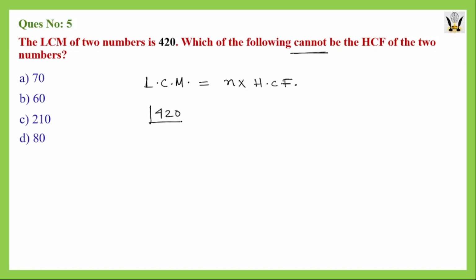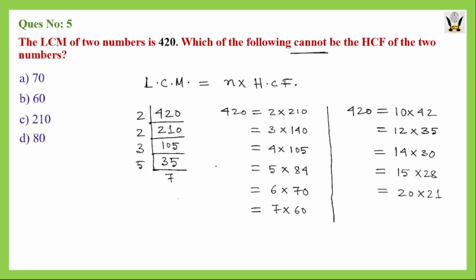Now if we factorize 420, then after representing 420 by its factors, what we can see is that among these options, 70 is one of the factors, then 60, yes, 60 also we have as one of the factors, then 210 also we have. But what about 80? We don't see any 80 in this factorization or in this representation. So our answer will be that if the LCM of two given numbers is 420, then their HCF can never be 80.